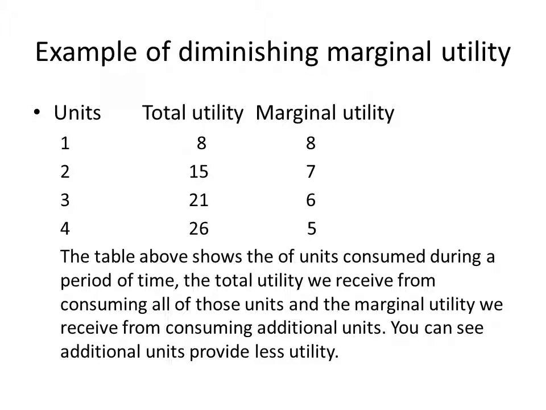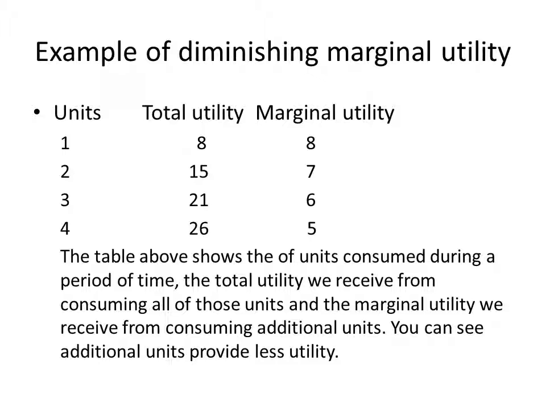But what we're really interested in is how much we get from each additional unit. So obviously I'm going to assume that 0 units gives me 0 utility. So when I consume the first unit of the product, I'm getting 8 units of marginal utility, 8 minus 0. When I consume the second one, I'm going to get 7, 15 minus 8. When I consume the third, I'm going to get 6, that's 21 minus 15. And when I consume the fourth, I'm going to get 26 minus 21, or 5 units of utility.